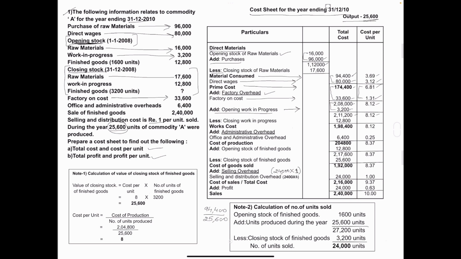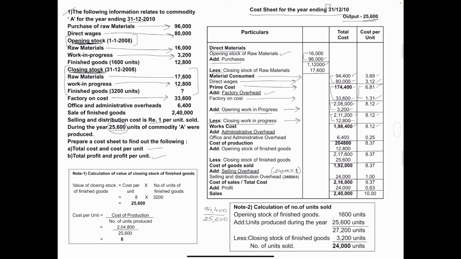Next, less closing work in progress. So the closing balance, see in the problem, closing stock work in progress amount is 12,800. So less closing work in progress 12,800. From 2,11,200 minus 12,800, you will get 1,98,400, and this figure will be the same.